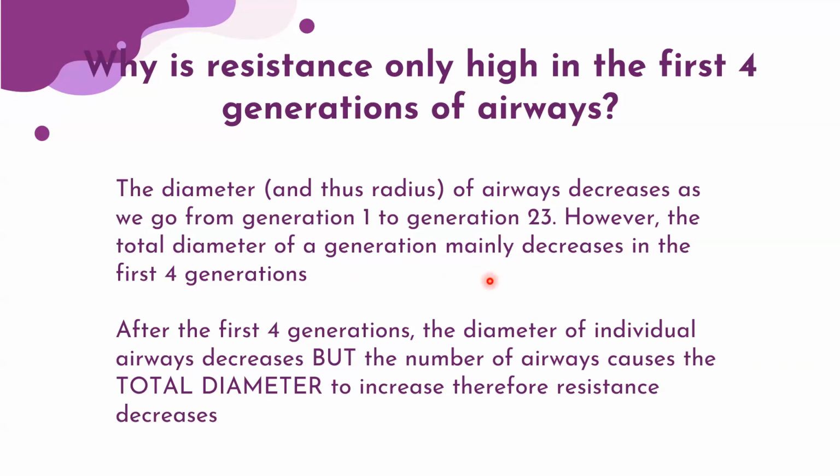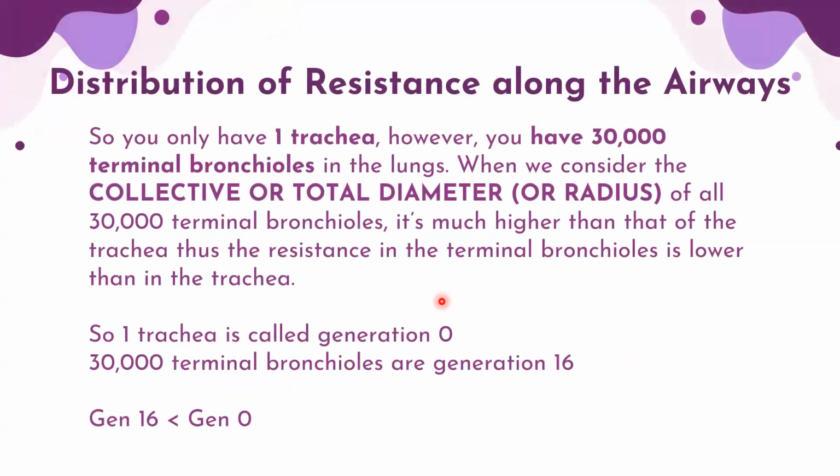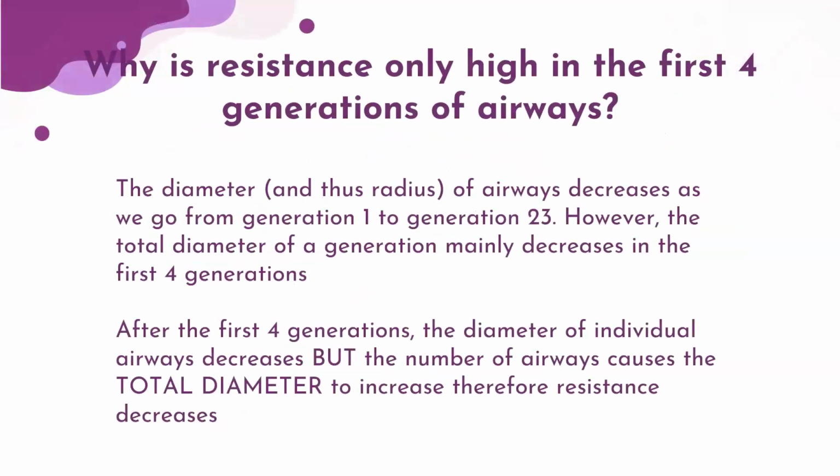And so that number basically compensates, because if you consider the radius of each and every one of those airways, like we talked about in the terminal bronchiole, we said they have 30,000 of them. So if you were to add the diameter of all of these 30,000 terminal bronchioles, you'll have a diameter that's way higher than that of one trachea, okay? So after generation 4, yes, the radius decreases, but the number compensates. So you actually have an increase in total diameter and therefore a decrease in resistance.